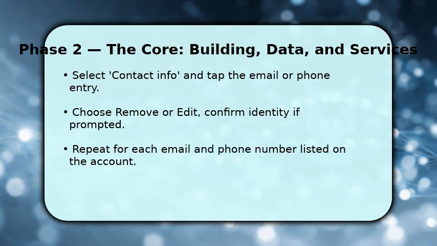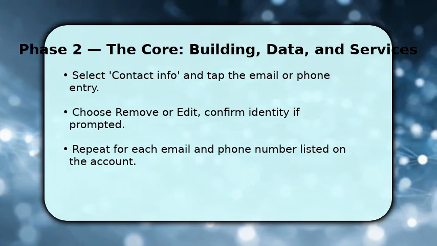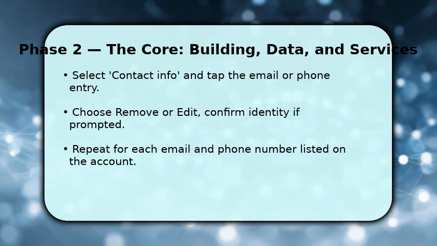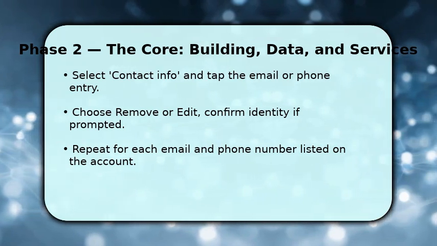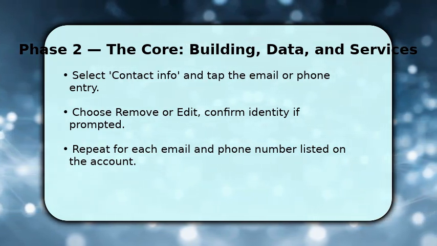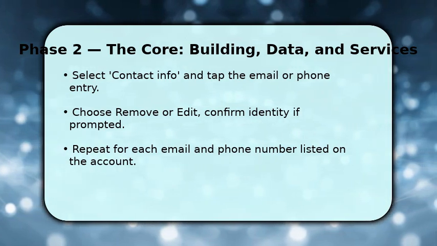Make sure you have at least one alternate login method available. Avoid locking yourself out. Once removed, check the list again to confirm the entry is gone, and there are no hidden secondary emails or numbers.